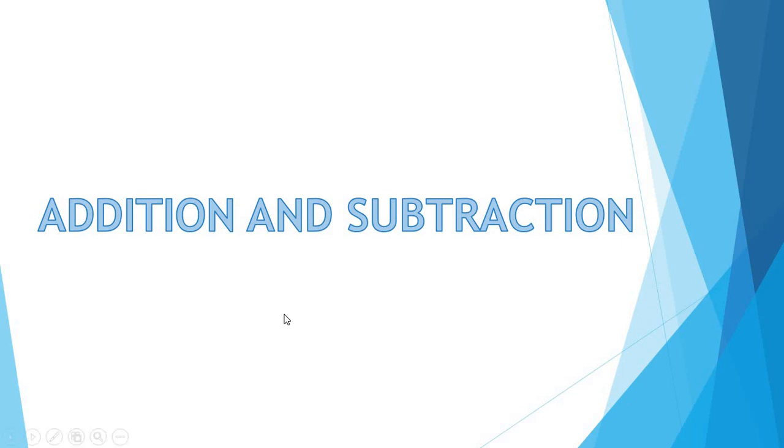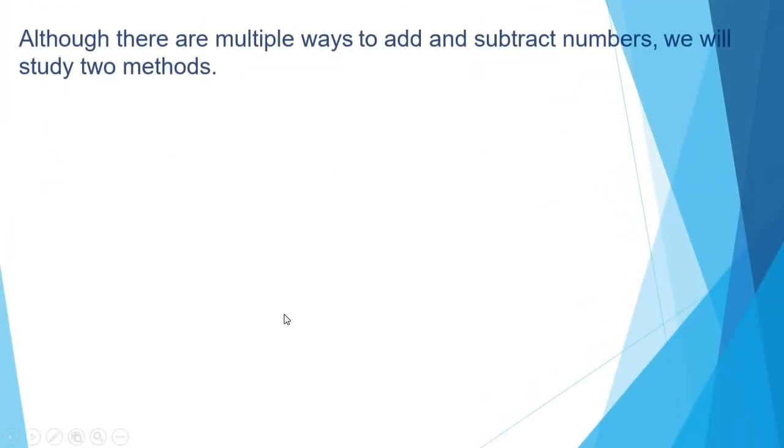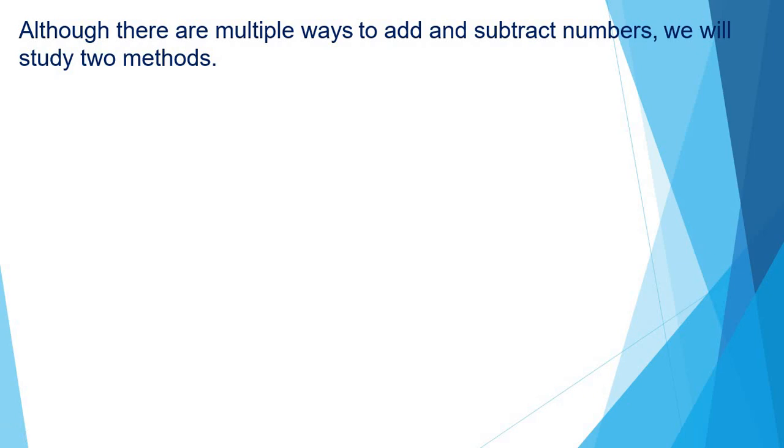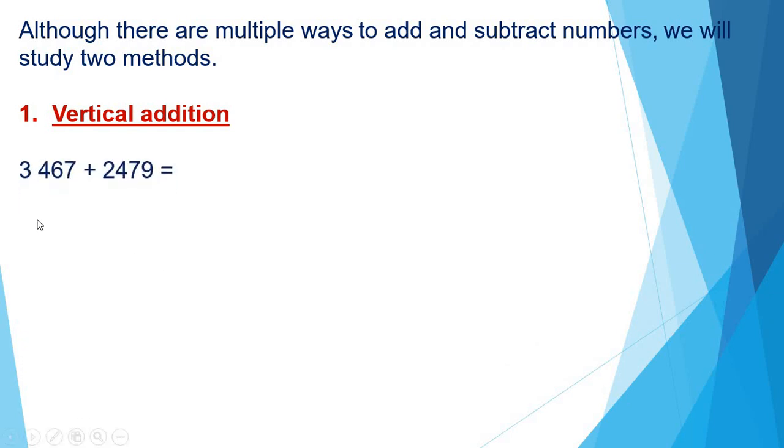Addition and subtraction. Although there are multiple ways to add and subtract numbers, we will study two methods, the vertical method and the algorithm. Let's look at vertical addition. In the example, we've got 3,467 plus 2,479. With vertical addition, you have to break up both numbers before you start doing your calculations.